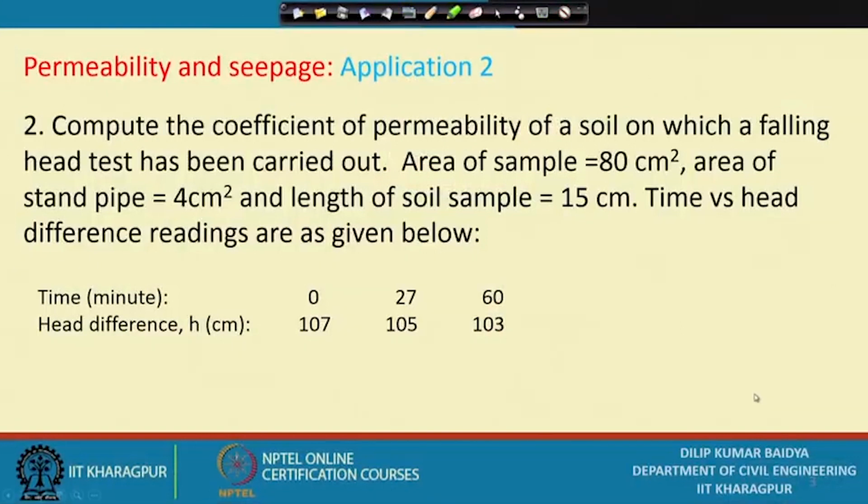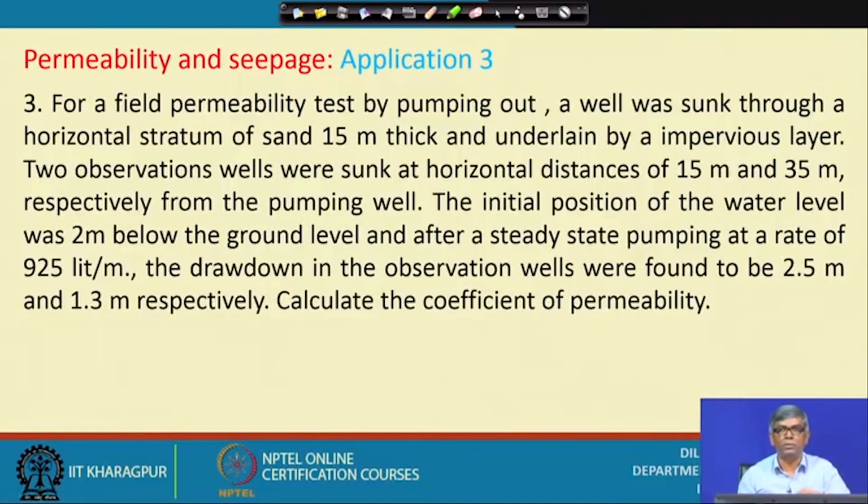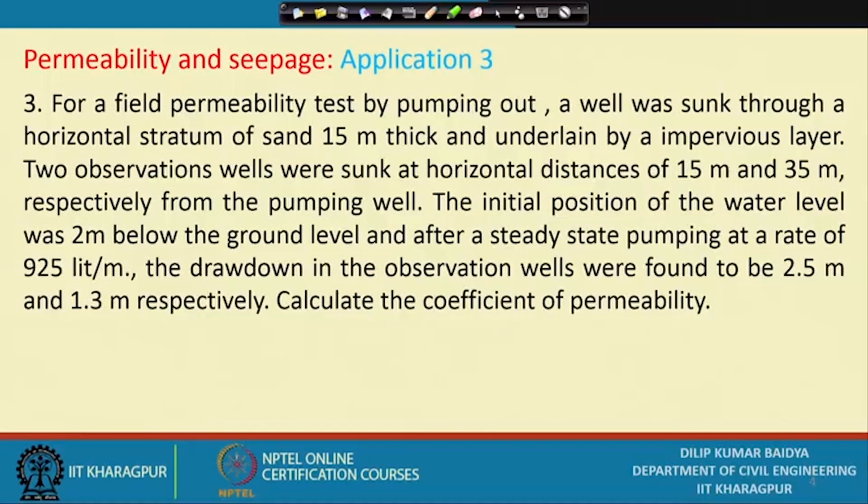Now, I will go to application 3. This is for a field permeability test by pumping out. The pumping out test is a field test where we make a borehole first, and through that borehole, using a pump, we take out water, and the quantity of water becomes almost constant, that means a steady rate, which is one thing to be observed. Another thing is that at some distance from the main well there will be an observation well, and there also we have to see how much the drawdown is. Drawdown will not be the same as in the main well. If you go away from the well, your drawdown will be reduced.